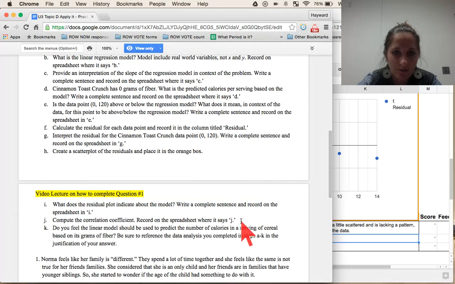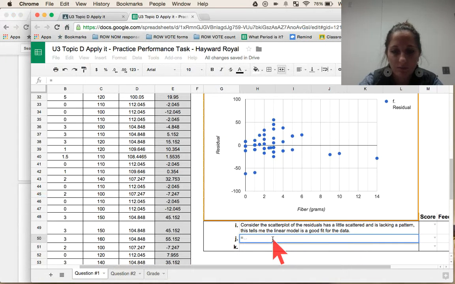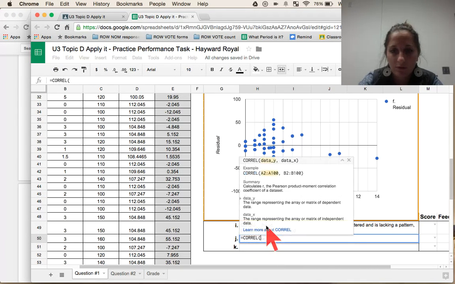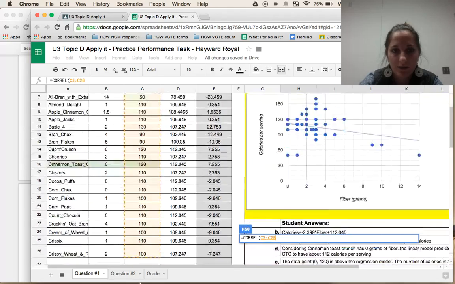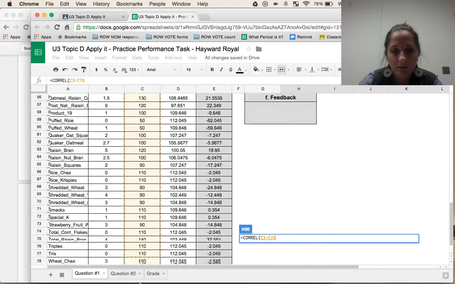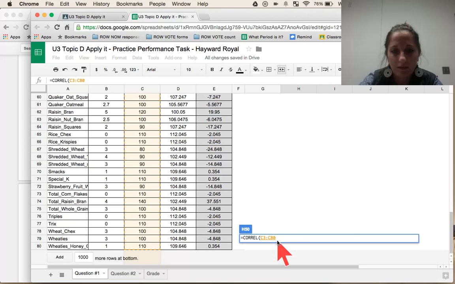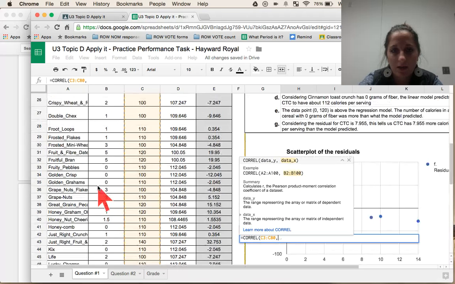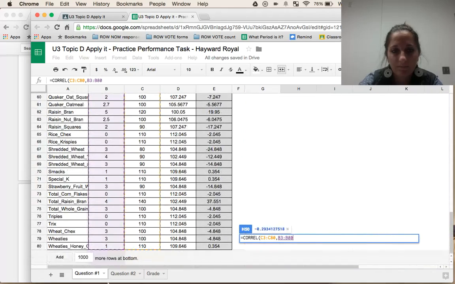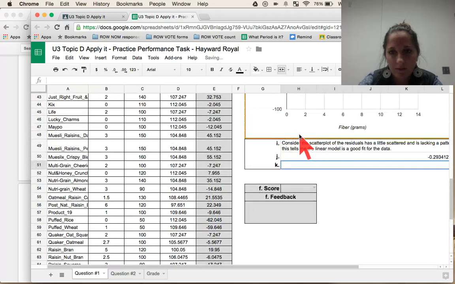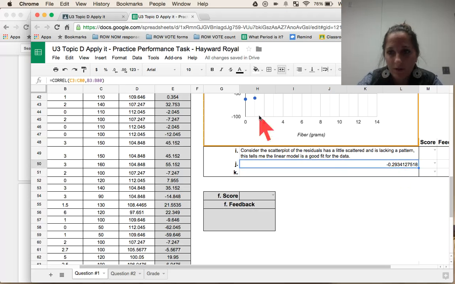Compute the correlation coefficient and record on the spreadsheet where it says J. So this cell is going to be equal to CORREL. And then I'm going to select the Y data first, the Y data, calories per serving. I'm going to hit comma, X data. Close my parentheses. Wow, that's not an awesome number.